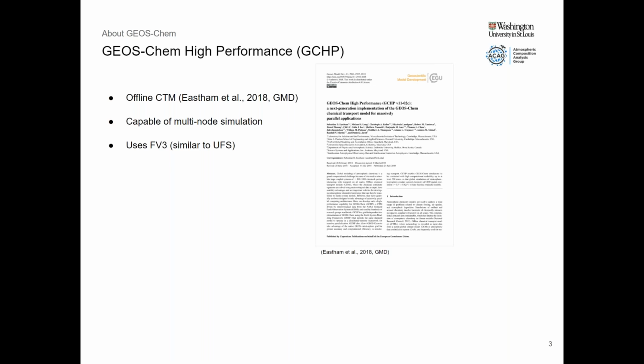And the most important thing to understand about GCHP is that it's capable of distributing your simulation across many execution nodes. And so this is done with MPI rather than multi-threading. A similarity that we have to UFS, I just wanted to add this, is that we do use FV3. So there's a common model component that we're sharing.